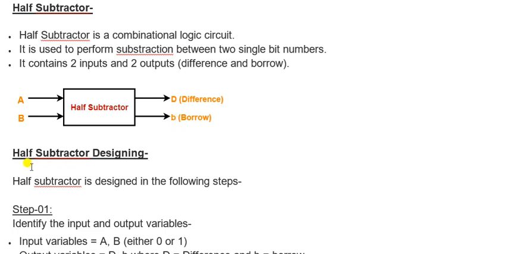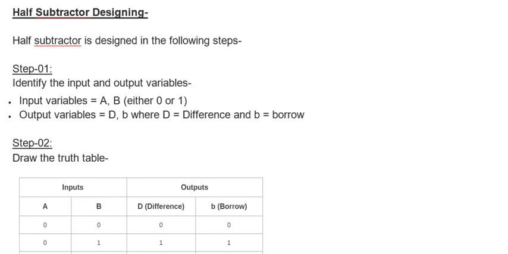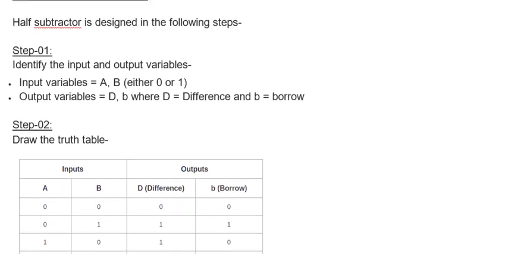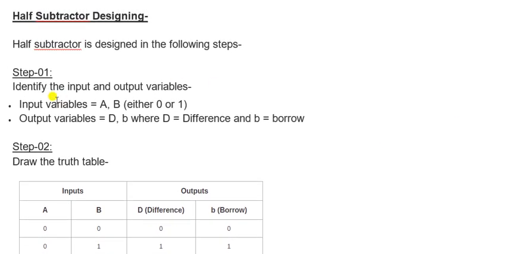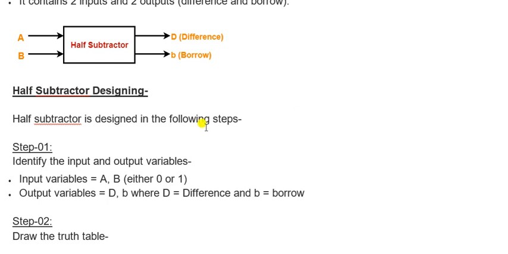Next, how to design half subtractor. Half subtractor is designed in following steps. Step number 1, identify the inputs and outputs variable. Input variables equal to A comma B and output variables capital D and small b, where capital D equal to difference and small b equal to borrow.